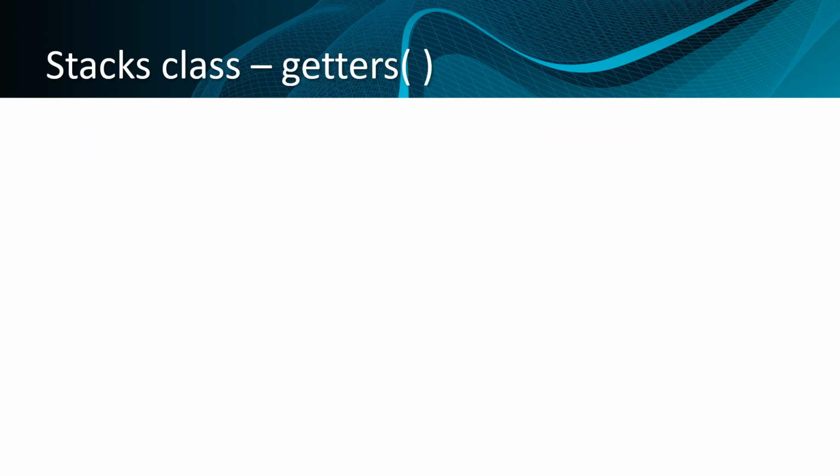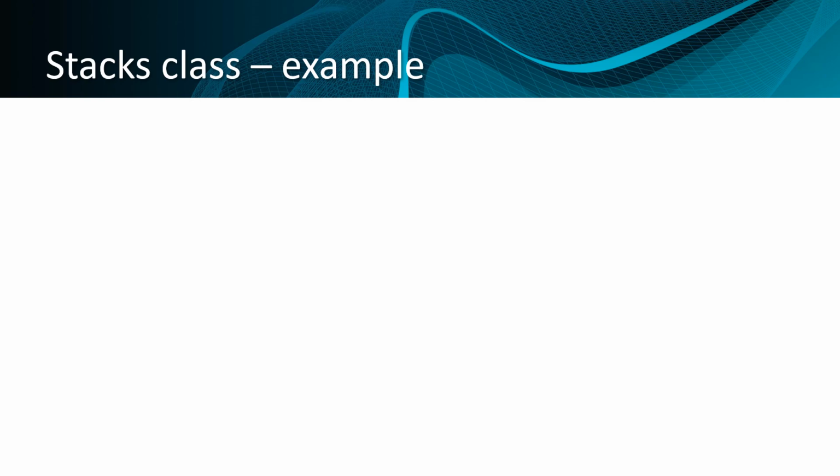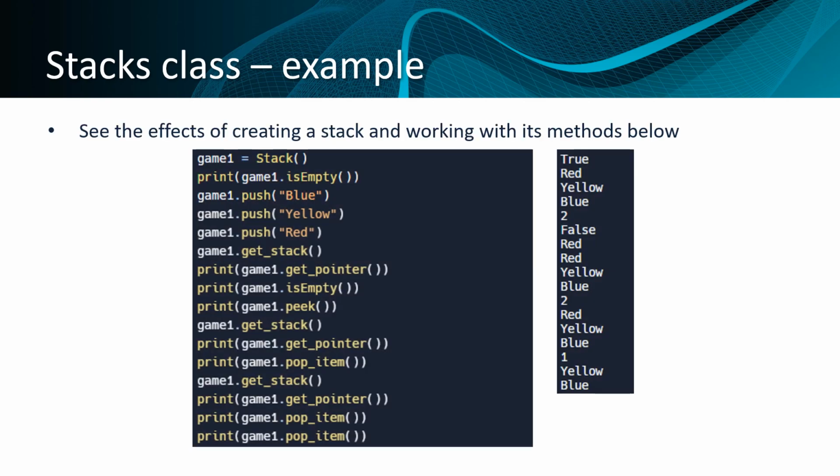In order to implement the game we're planning on doing, I'm also going to set up some getters for the stack itself and the pointer to the top of the stack. If we look at this getStack method, all we're doing is looping through the self.thisStack array from the end back to the start. Now let's try making some use of the stack to see how it works.